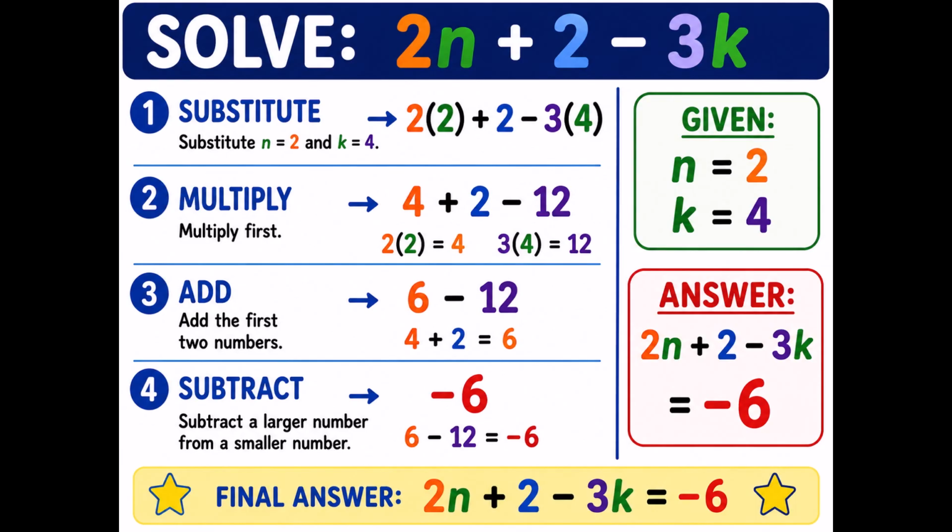What is 3 times 4? 12. So minus 12. Now we have a new problem. 4 plus 2 minus 12. We need to break this down even further. So 4 plus 2 is 6 minus 12. Now we have negative 6. Excellent job. So the answer is negative 6.